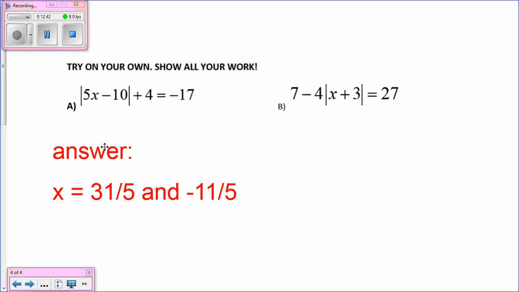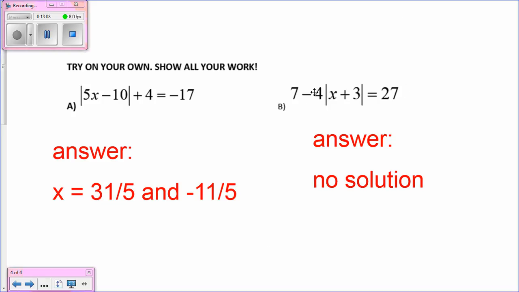Alright, so you came back. For this first one, fortunately they were ugly answers, but they worked. Here I have x equals 31 over 5 and negative 11 over 5. Those are my two answers. For B, I got an answer of no solution.